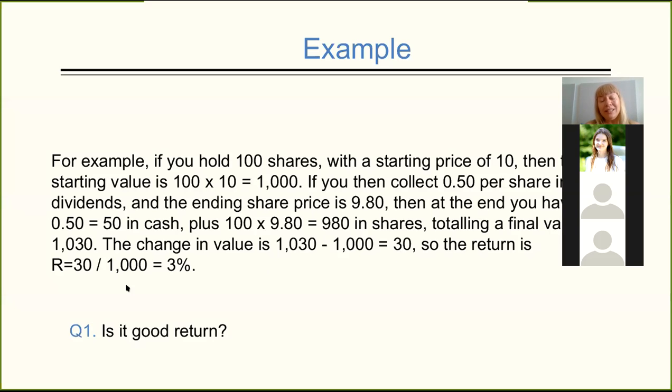But return is a proportion. 30 divided by 1000, because the initial investment was 1000. And we have this return: 3%. But the next question: is it a good return? Maybe you can answer this question. Who would like to answer? Sophia, what do you think about this? Is 3% a good return?